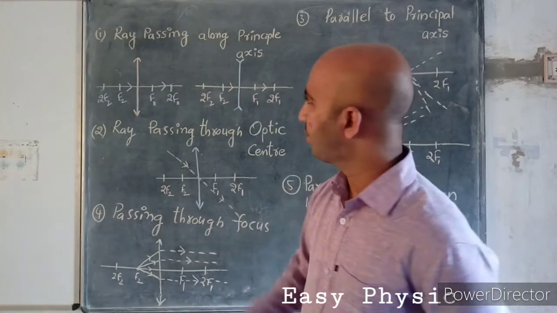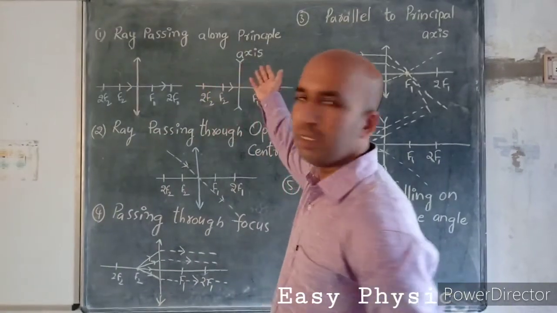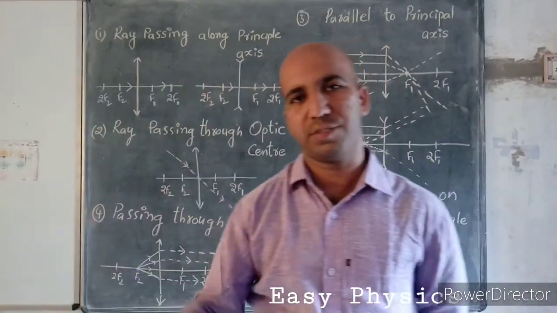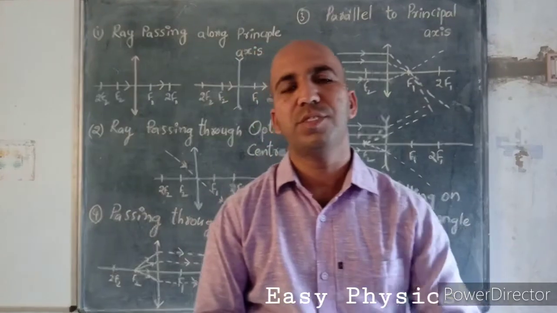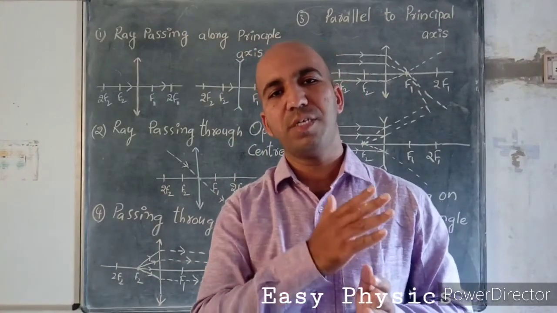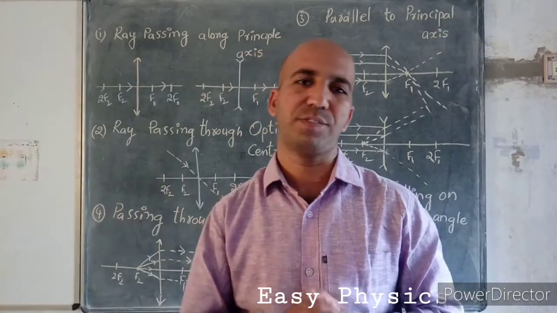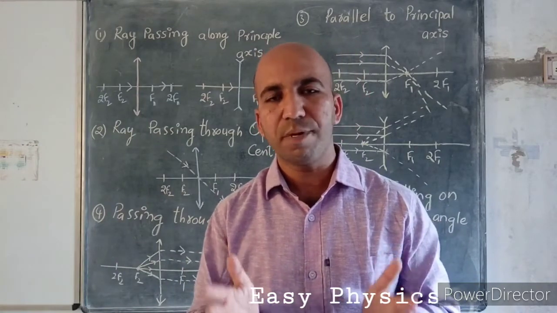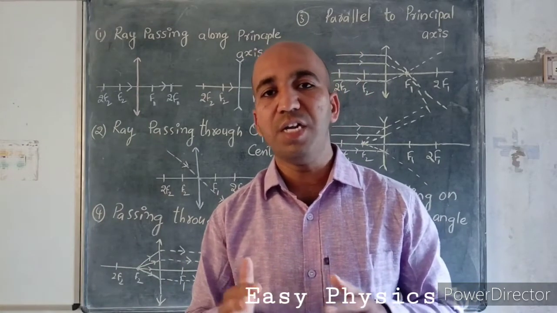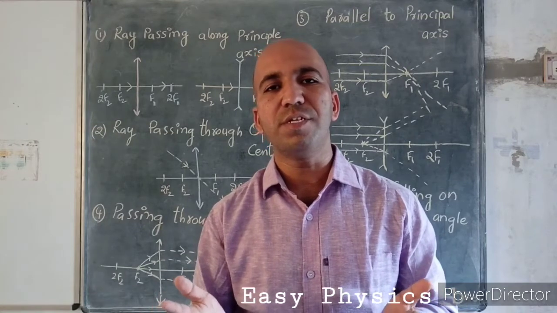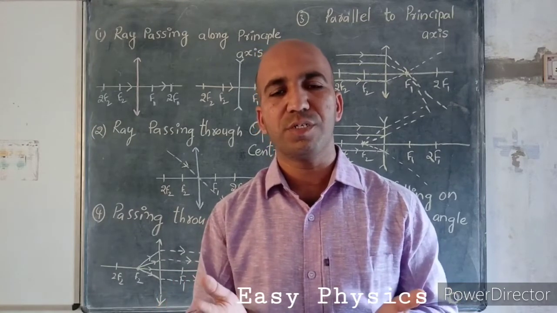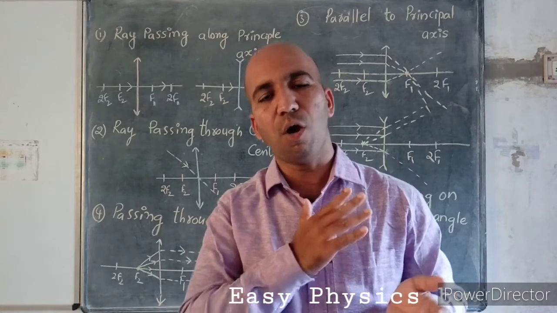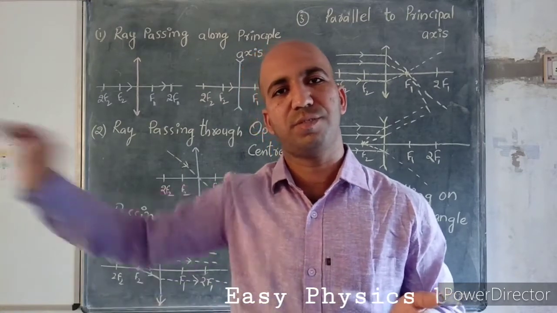The first case, a light ray passing along the principal axis. What happens when a light ray is passing along the principal axis? It is undeviated. That means there is no deviation in the light ray, and it will pass along the principal axis.